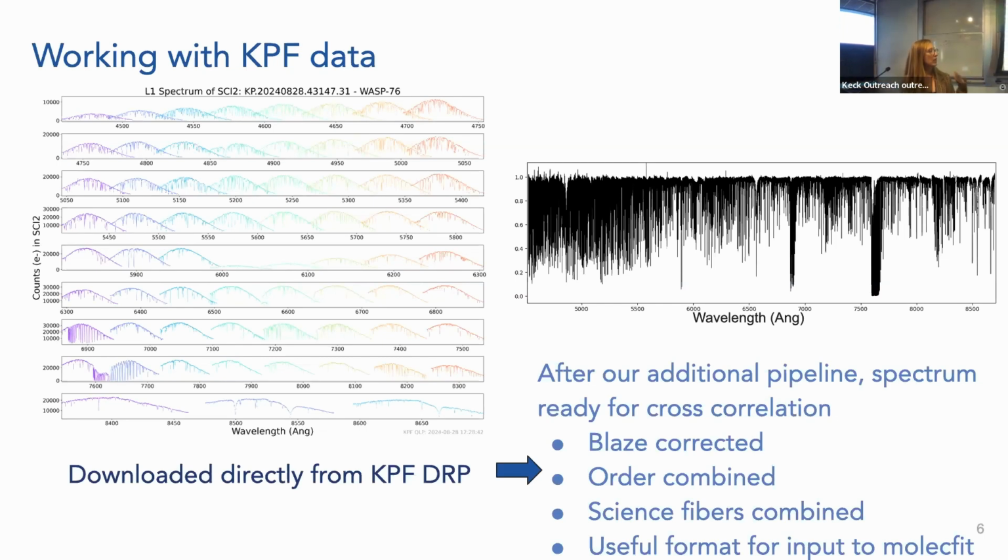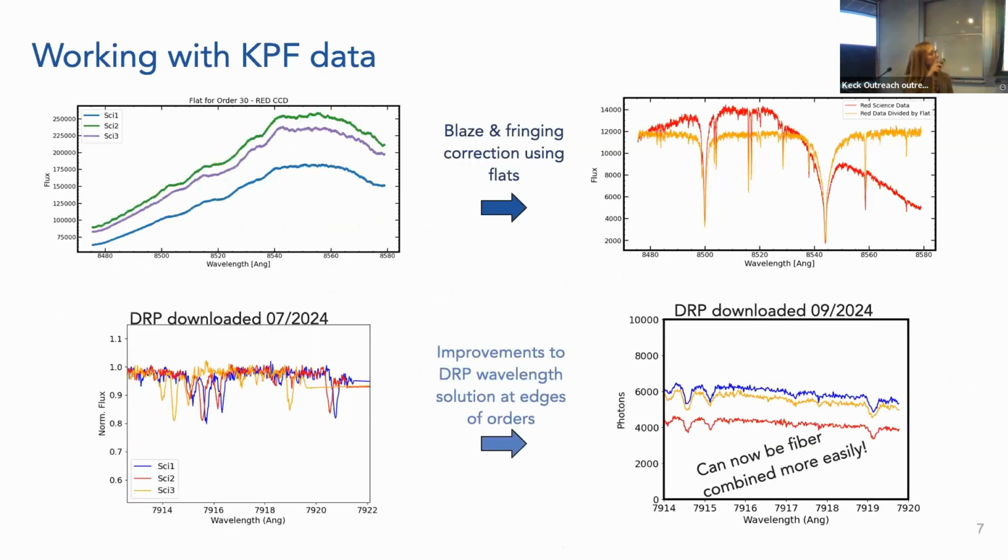So we'll do blaze correction, combine the orders, combine the science fibers, and we hope to have something that's really easy to put into code that does telluric correction. We're not going to do telluric correction ourselves. And this is just a really quick example of, we've done some testing on different methods to do all of these different things. And in a paper, we're going to lay out what we find as best practices.